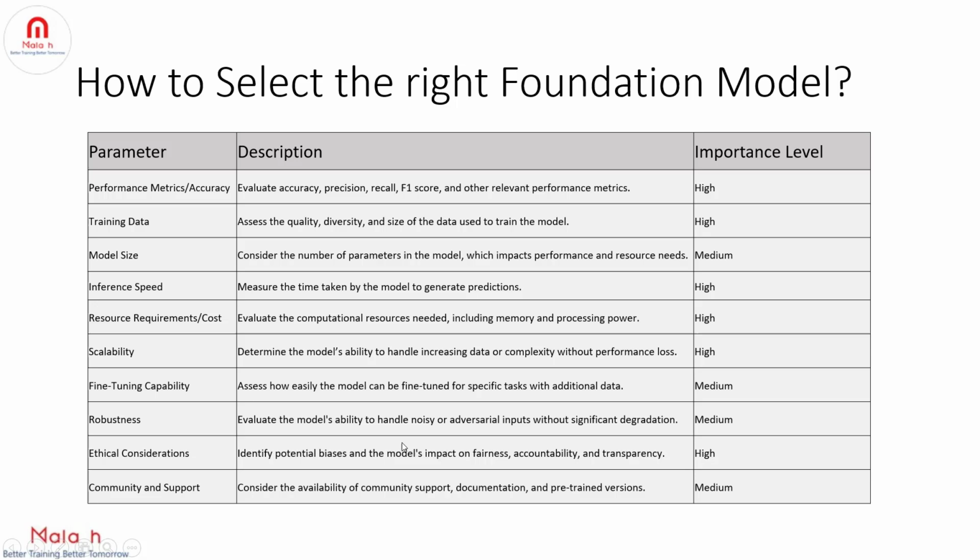And robustness, evaluate the model's ability to handle noisy or adversarial inputs without significant degradation, and the importance is medium. And ethical considerations, when it comes to ethical considerations, the importance is high, because we need to identify any potential biases and the model's impact on fairness, accountability, and transparency. So the model should give unbiased results, right? And the community and support, and the importance is medium. Consider the availability of community support, documentation, and pre-trained versions. Let's say if you run into any issues, you want to make sure you have enough documentation and community support as well, and the importance is medium.